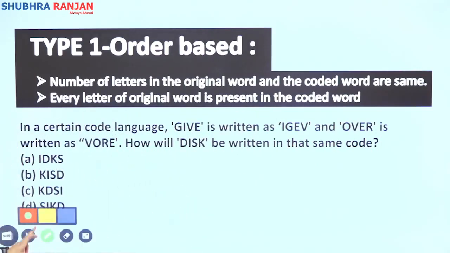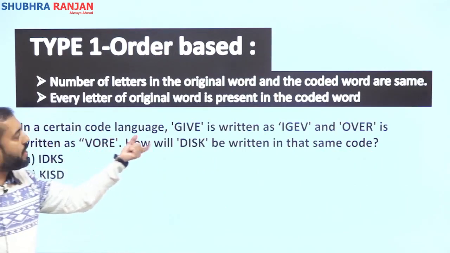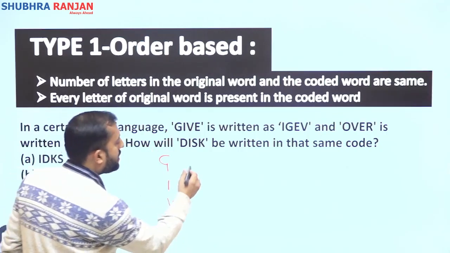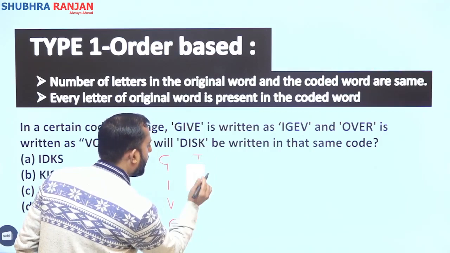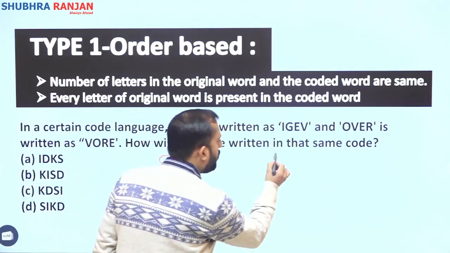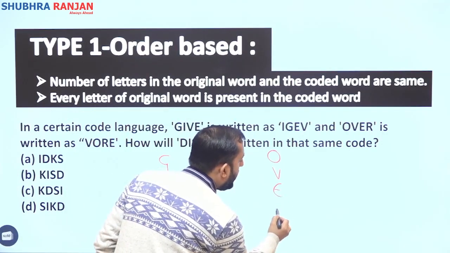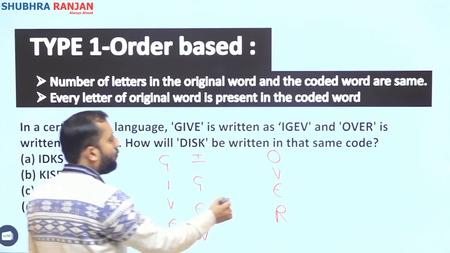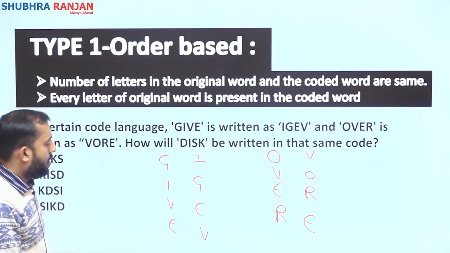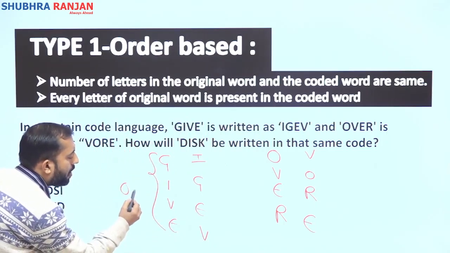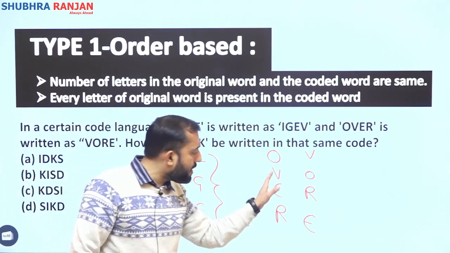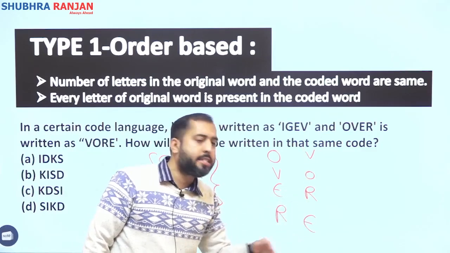See, what is the meaning of this line? In a certain code language, GIVE has been written as IGEV. And there is one more word, OVER. OVER has been written as VORE. Now, GIVE is the original word, and IGEV is the coded word. Similarly, OVER is the original word and VORE is the coded word.